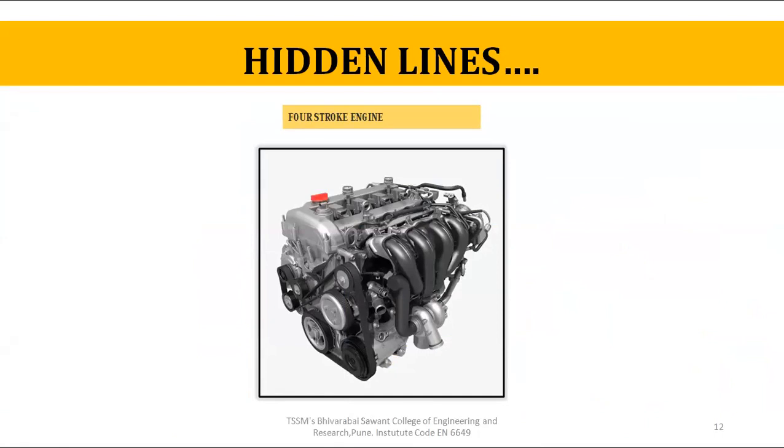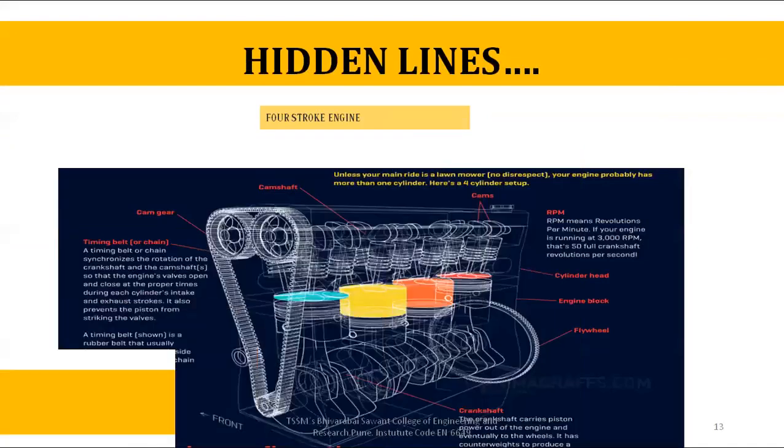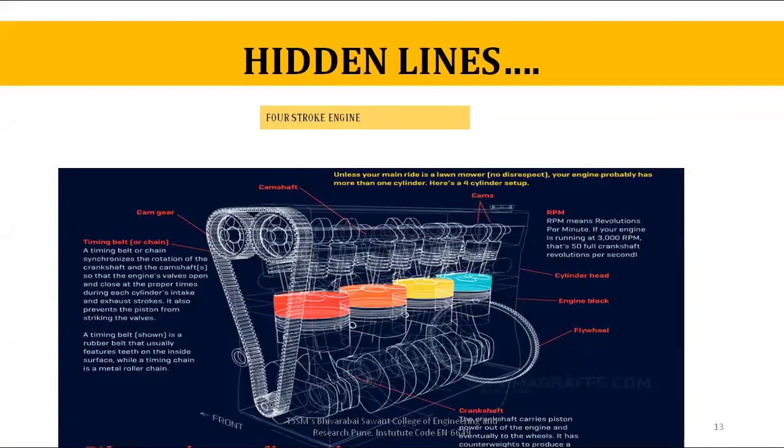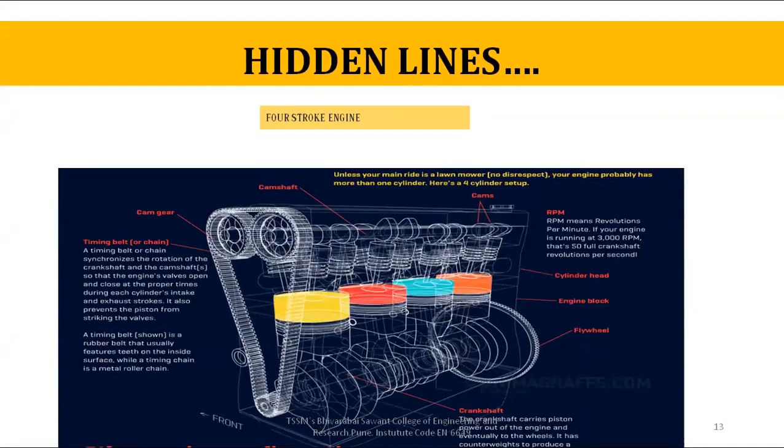Hidden lines. Dear students, on your screen, you might be seeing a model of an engine. Can all of us see all the parts of this particular engine? Let me tell you one interesting fact. There are more than 70 parts fitted in this engine. But right now, from this particular view, we are unable to see them. The answer to our problem is hidden lines.